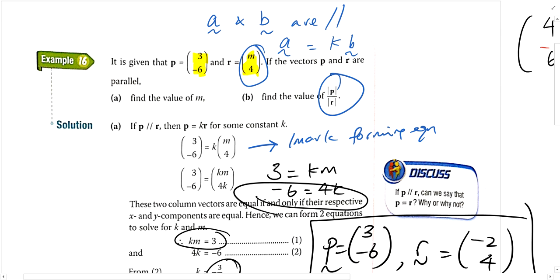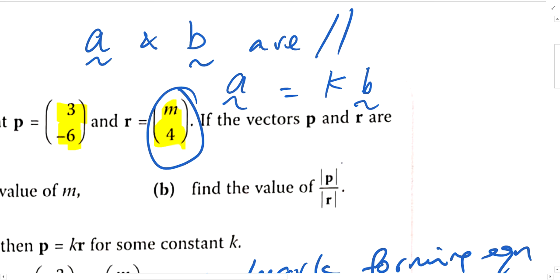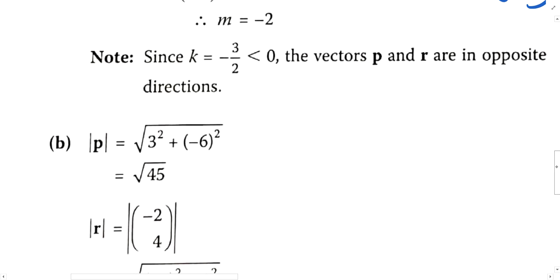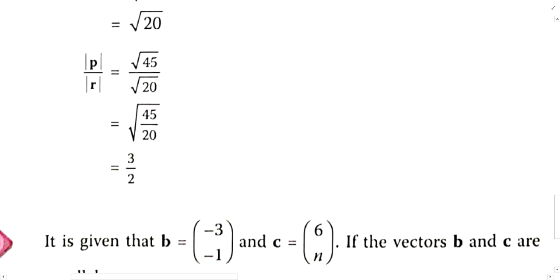value of P over R. I want you to read this carefully. This P with the two vertical lines, what are they trying to get you to find? Starts with M. Magnitude, yeah. Magnitude of P divided by magnitude of R. So, magnitude of P, just use your Pythagoras theorem. Magnitude of R, again, Pythagoras theorem. Then you just divide. Okay, so P and R, Pythagoras, answer 3 over 2.